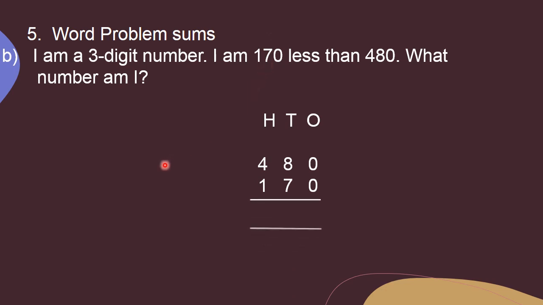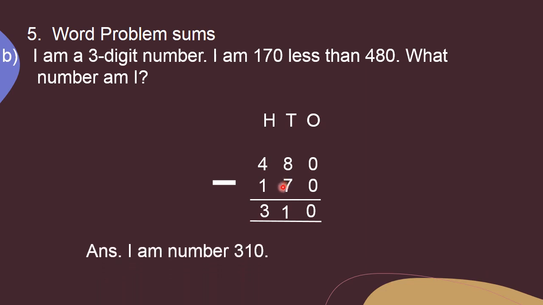So let's start from our ones place. So 0 minus 0 is equal to 0. 8 minus 7. So 8 minus 7 is 1. And 4 minus 1 is 3. Okay, so our answer is 310.